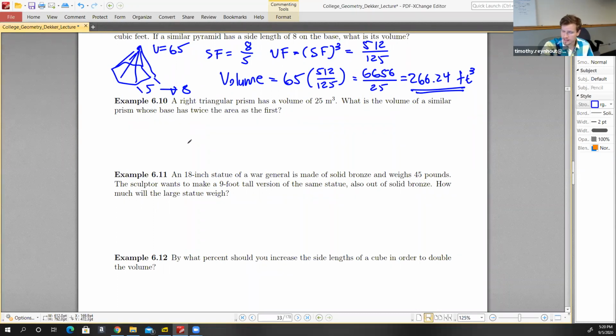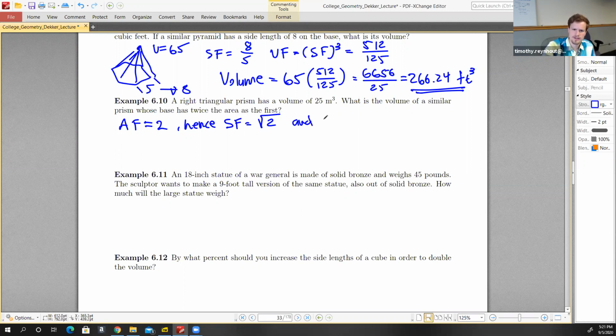So what we're saying there is that we have an area factor, right? It has twice the area, so the area factor is 2 here. That tells us the scale factor is equal to the square root of 2, right? Because the area factor is the scale factor squared. Square root 2 squared gives us the 2.